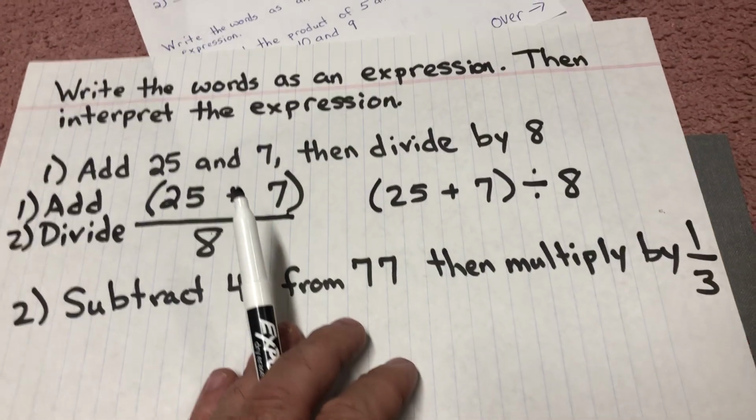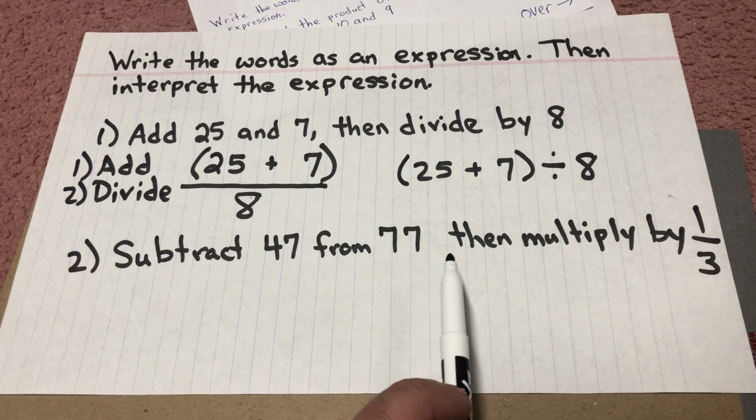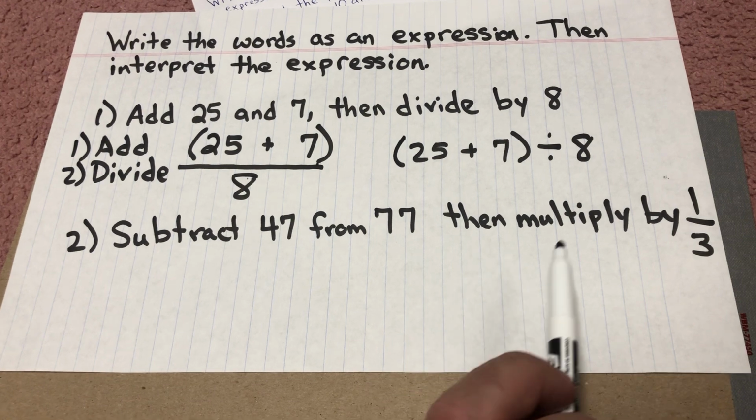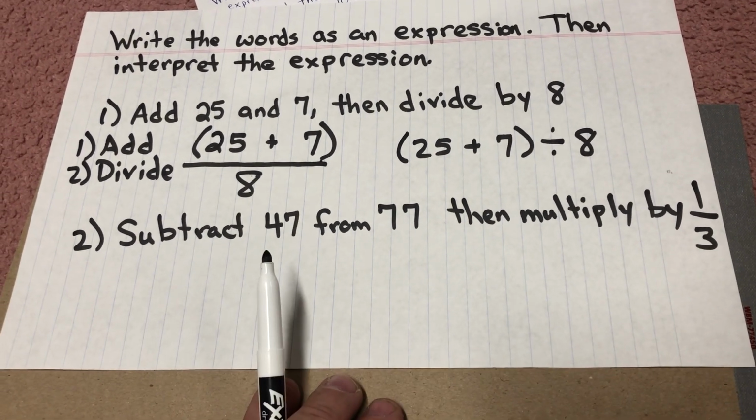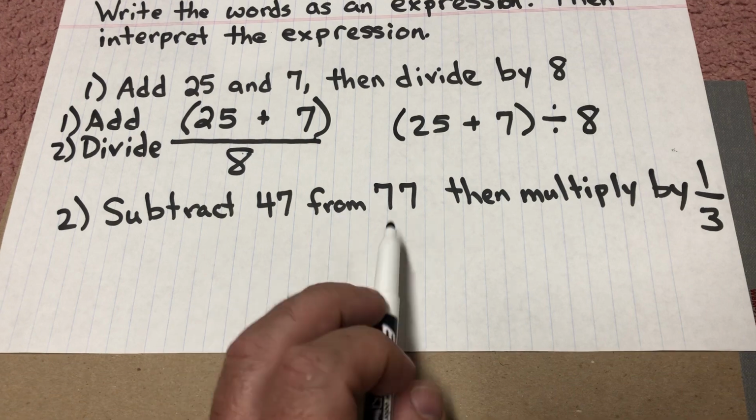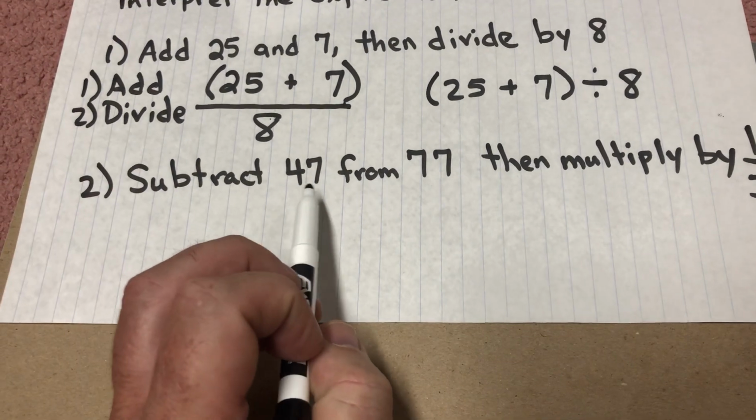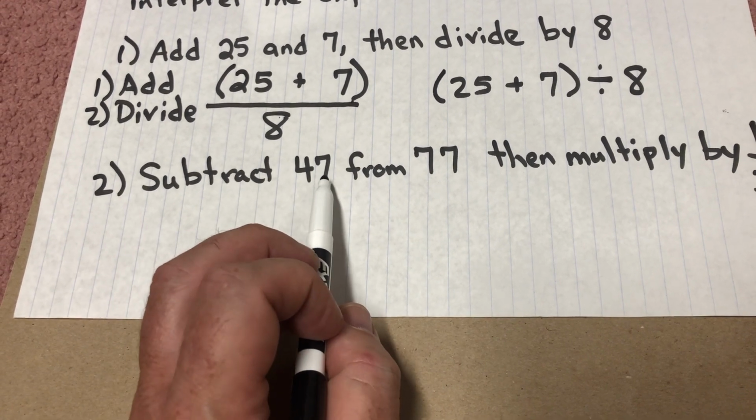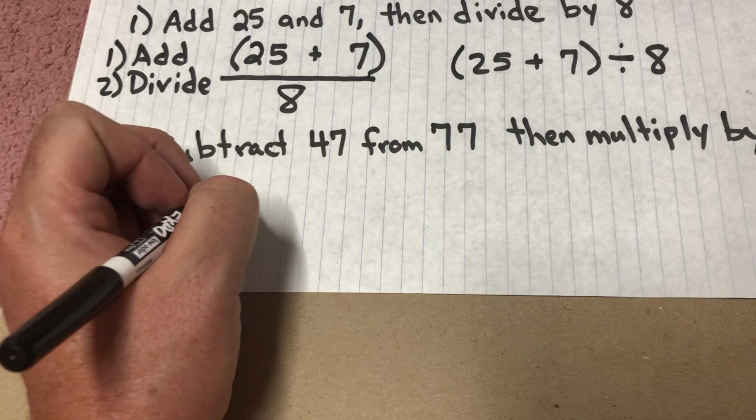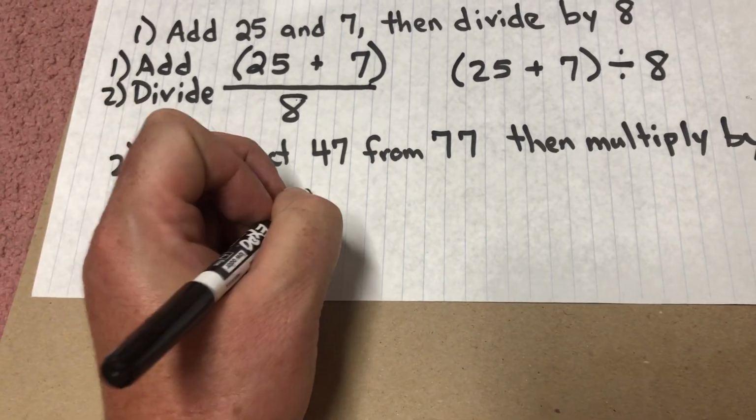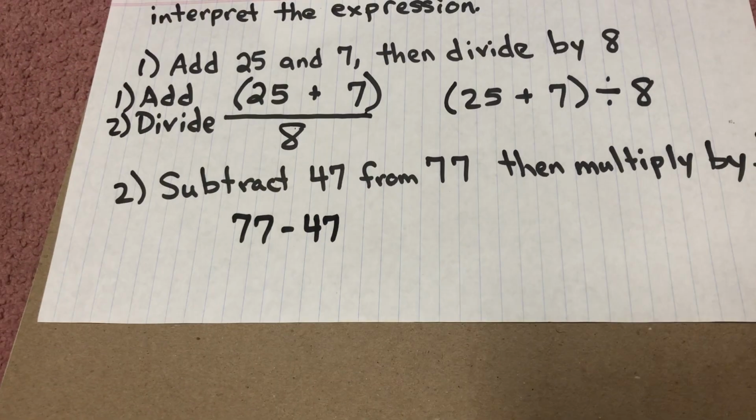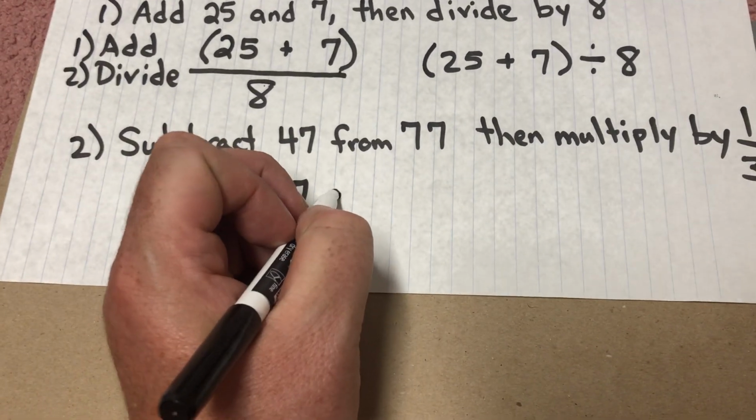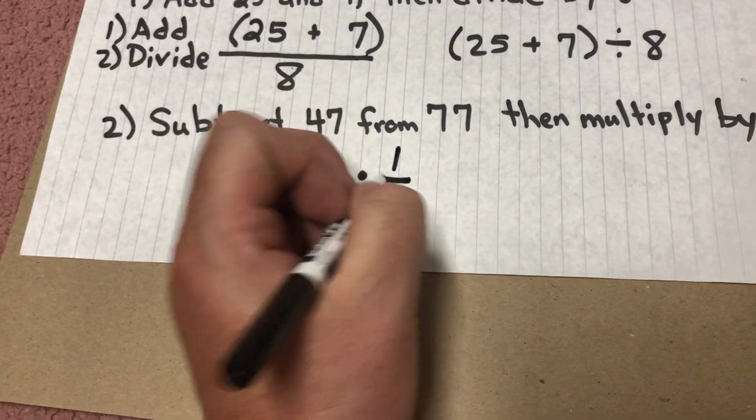All right, let's look at number 2. Subtract 47 from 77, then multiply by 1/3. So we're subtracting 47 from 77. Just because this number is listed first does not mean it comes first in the subtraction problem. It says we're taking 47 away from 77. So this is 77 minus 47. Then it tells me to multiply by 1/3. So I'm going to put a dot for multiplication, and then by 1/3.